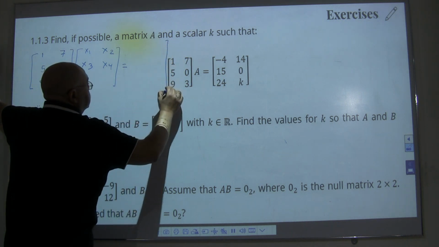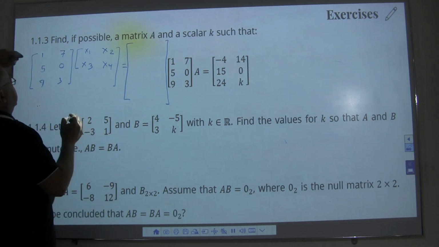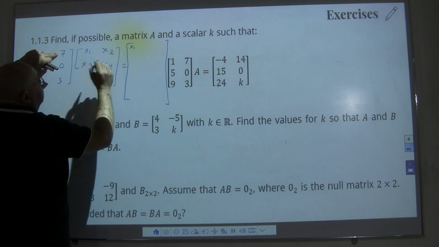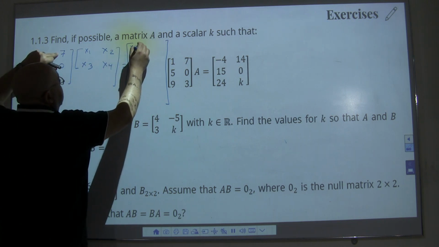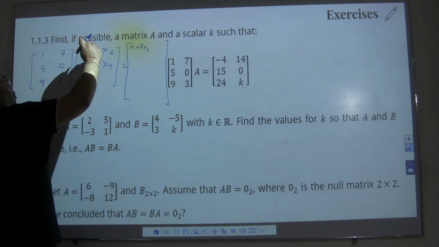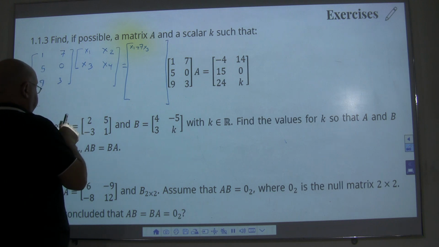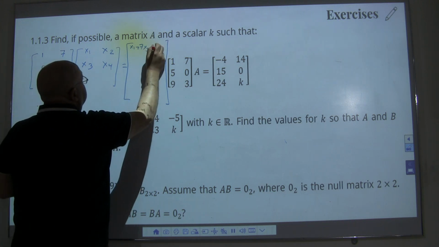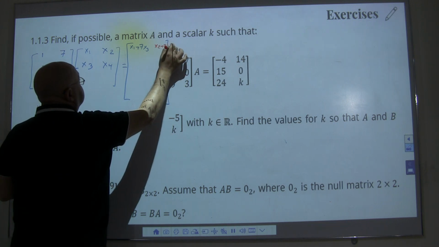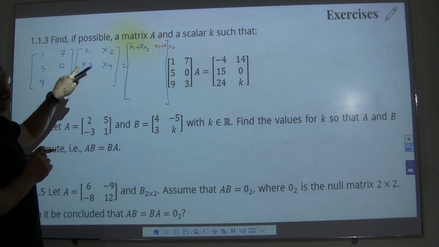So it's going to be 1 times x1, then plus 7 times x3. Then you will have the first row with the second column, and that's going to be x2 plus 7 times x4.